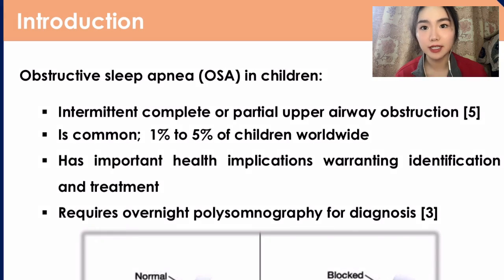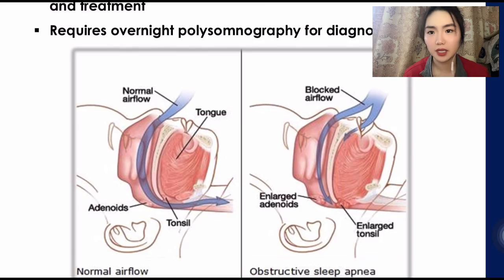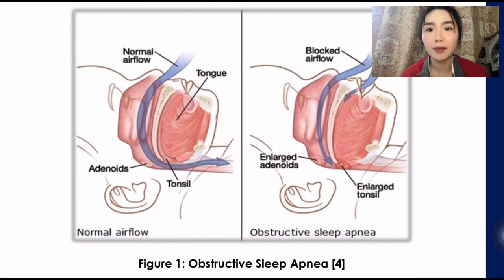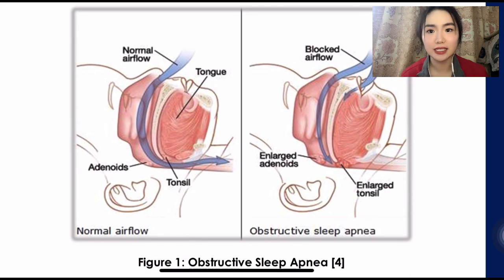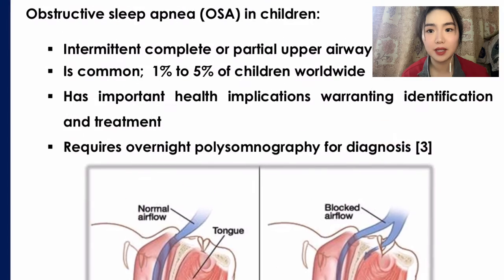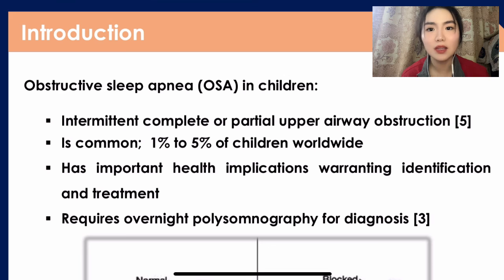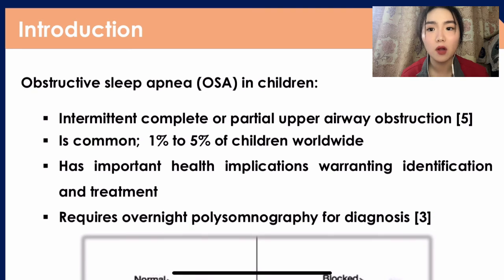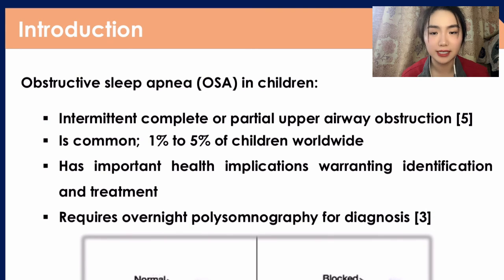Pediatric obstructive sleep apnea is a sleep disorder in which the child's breathing is partially or completely blocked over and over again during sleep. As you can see in figure 1 below, this condition is due to narrowing or obstruction of the upper airway during sleep. It is a disease affecting 1% to 5% of children around the world and currently requires overnight polysomnography for diagnosis.